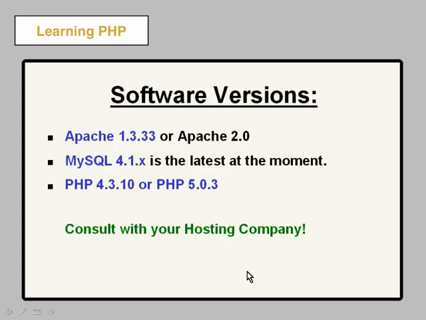So a lot of information. Here's where we wrap it up. I just want to talk about the versions that you're going to need or that could be very, very good for you. Now, Apache comes in the 1.3.33, very, very stable mission critical type thing, and then Apache 2.0.